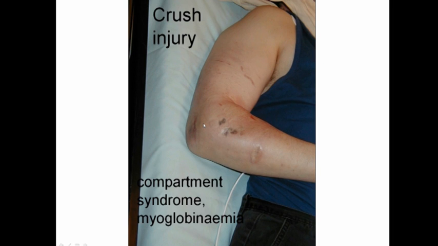This is a crush injury. Now with a crush injury, there can be inflammation inside muscle compartments leading to the compartment syndrome, and also when the individual muscle cells are crushed, the cell membranes of the individual muscle cells are damaged, and there can be release of myoglobin into the blood with a myoglobinemia. We call this condition rhabdomyolysis. Rhabdo relates to the skeletal muscles. Myo, of course, is muscle, and lysis is breakdown.